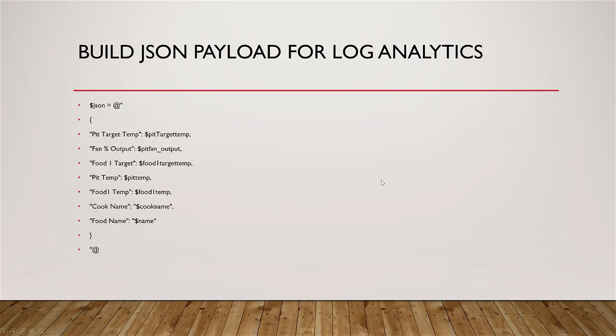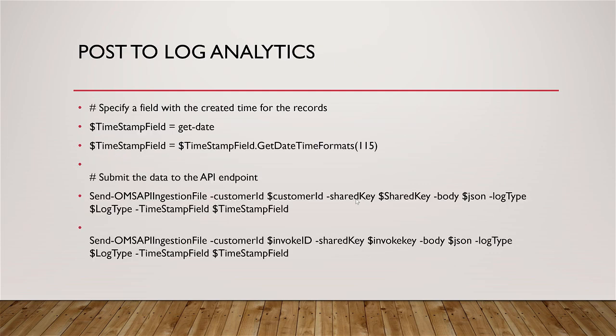And finally, we'll build the JSON payload with all of our PowerShell objects. Whenever we're sending our logs to Log Analytics, it needs to be a valid JSON payload. We also need to get the timestamp, otherwise the API will reject the file. We'll then use Send-OMSAPIIngestionFile with our customer ID, which is our workspace ID, and our shared key. Our body is our JSON payload. We have our log type, and then we have our timestamp field.